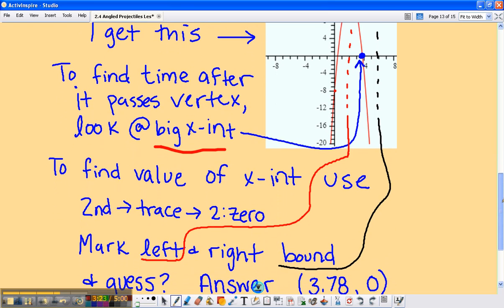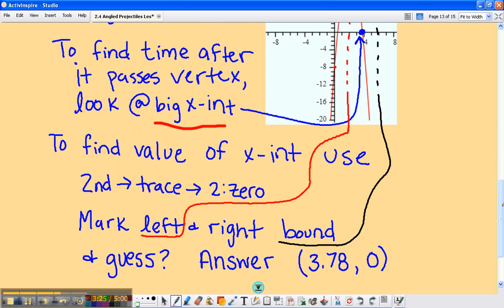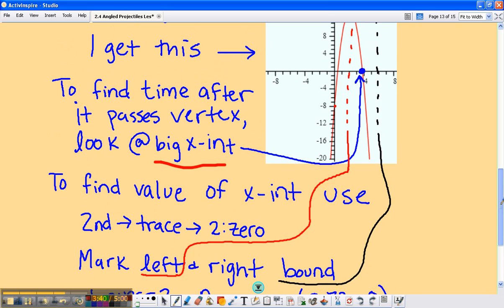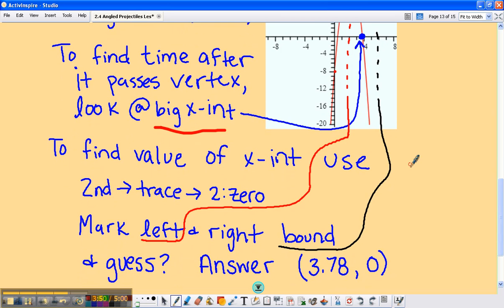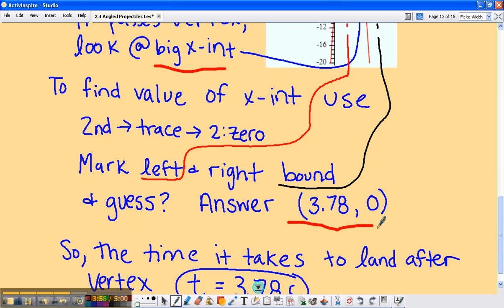And when you're looking at your graphing calculator, to find the value of that x-intercept exactly, because I can't really tell from my graph up here, I need to use second trace 0. So you should be able to find that on your calculator. And it's going to ask you to mark your left and right bounds. And I showed you up here, you're just going to estimate, mark somewhere to the left of your x-intercept, somewhere to the right of your x-intercept. And then the last thing it asks you to do is make a guess. So you're going to move the cursor to as close to the x-intercept as possible. And when you do that, the calculator spits out this answer.